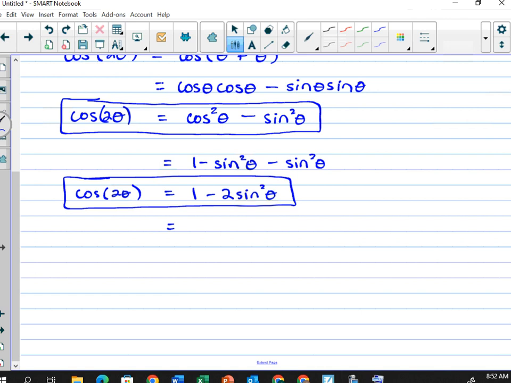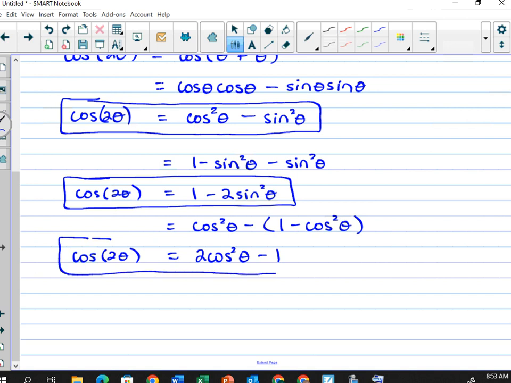We could do cosine squared minus 1 minus cosine squared. So if we simplify that, what do we actually end up with? Distribute your negative, and what would you end up with? 2 cosine squared theta minus 1. Yes.